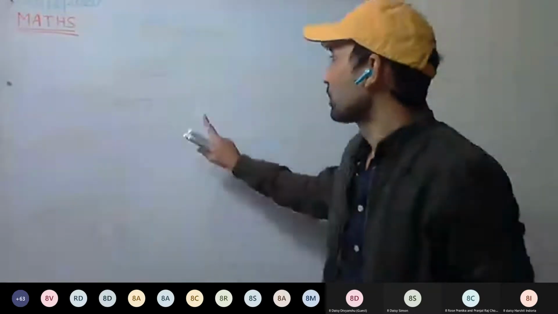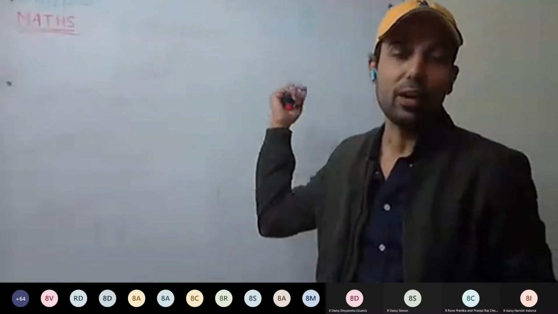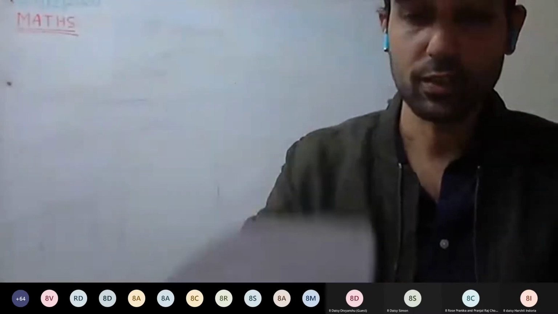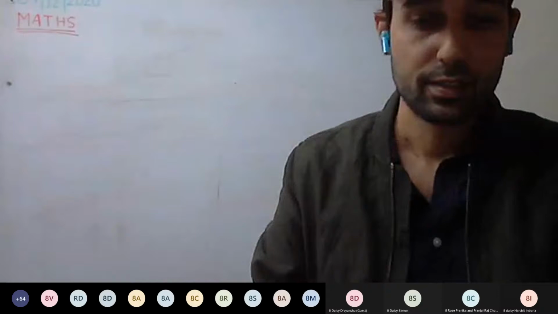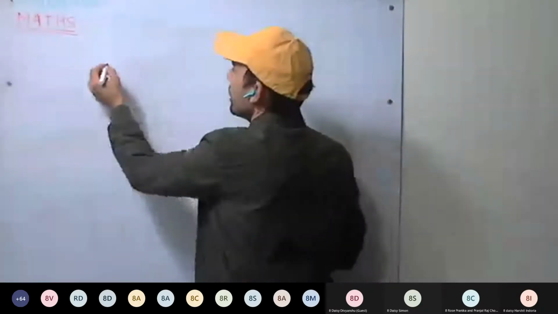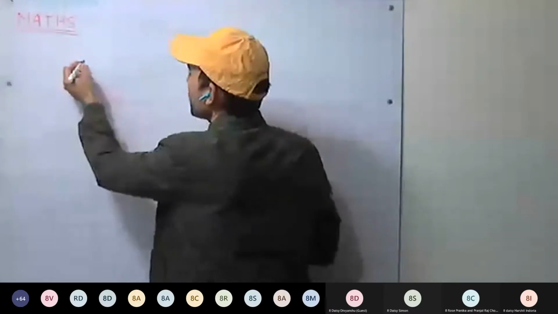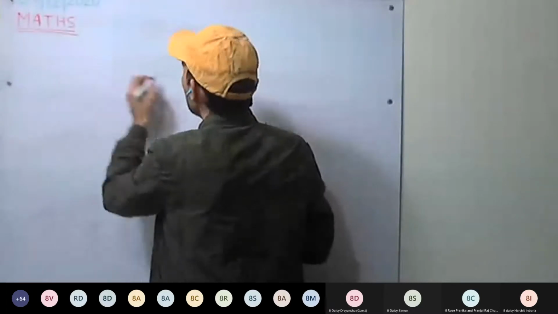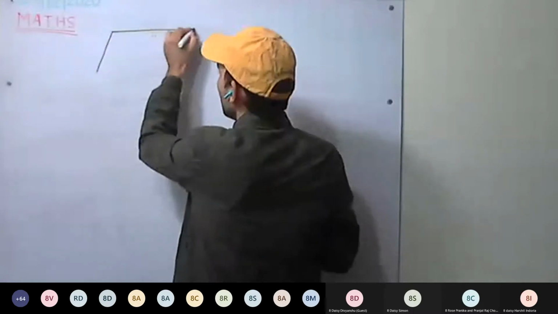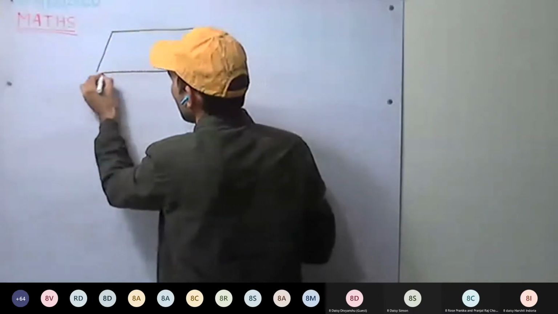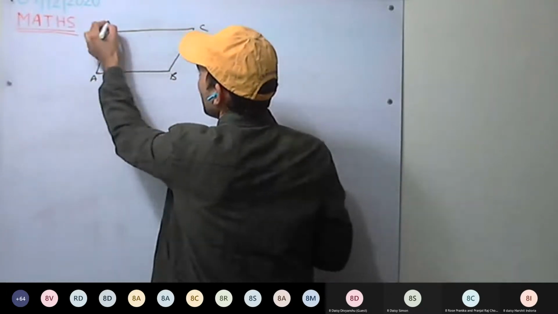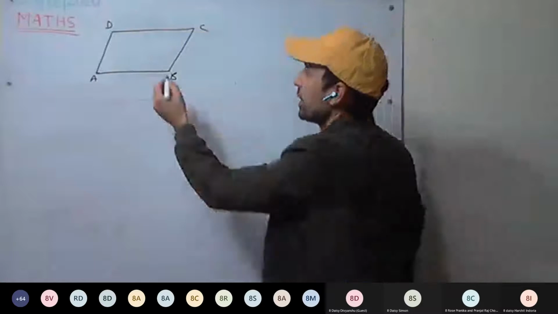Okay. So parallelogram is clear. Now I'll be discussing another figure. Which one should we discuss, rectangle or rhombus? First we take rectangle. It will be easy. So, it is a parallelogram.